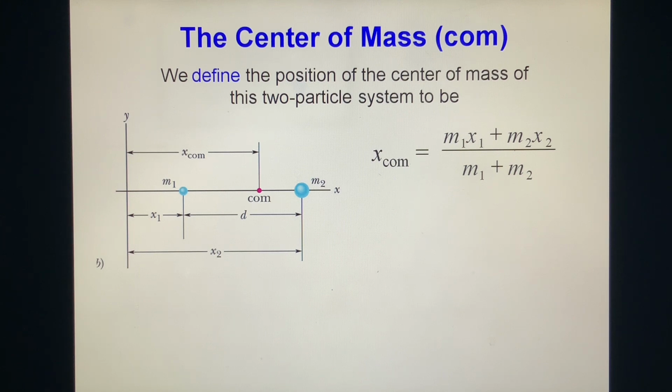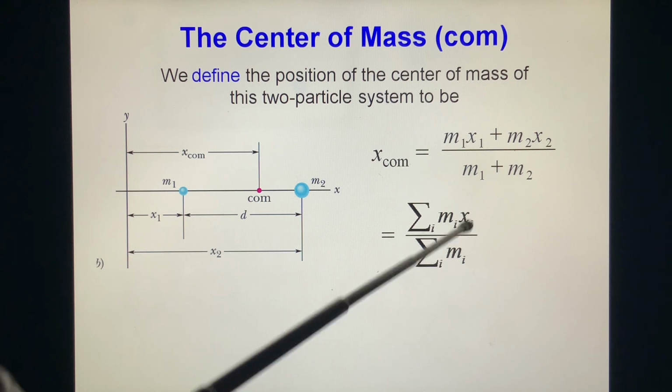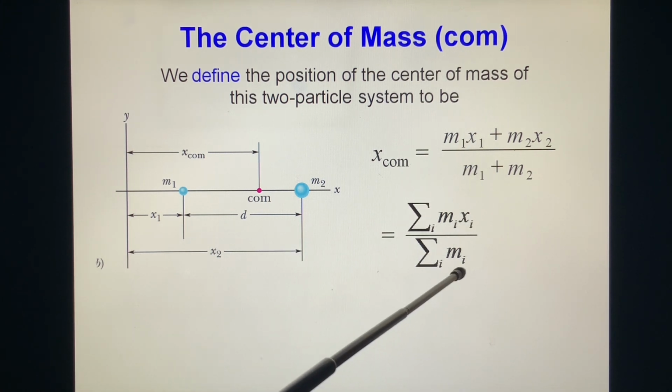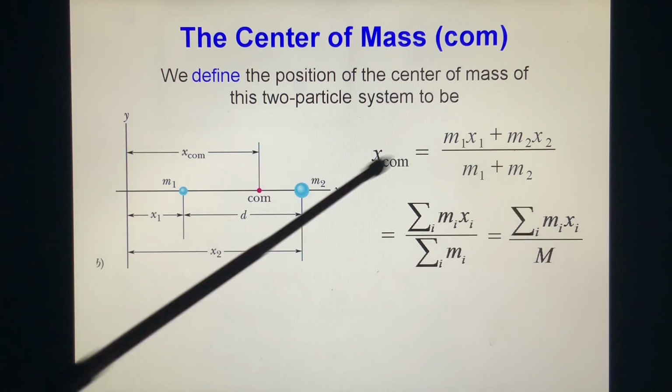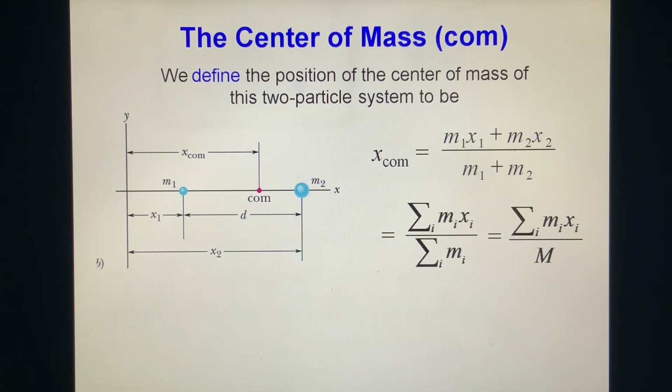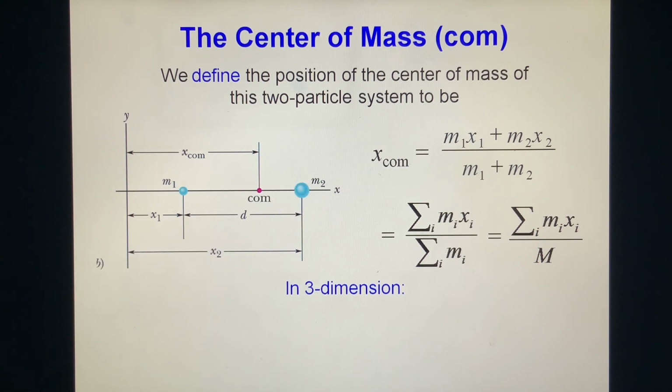For the future, we will rewrite this as sigma mi xi over sigma mi. So in this case, we could extend to many points. And sigma mi is the total mass of this system. I'll replace it with M. In three dimensions, we have a similar formula. X center of mass equals sigma mi xi over big M.